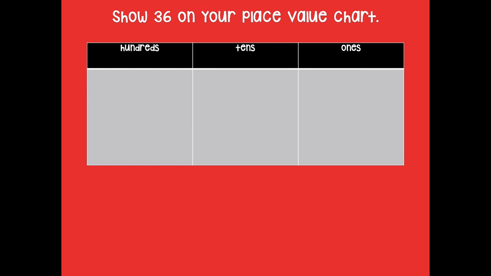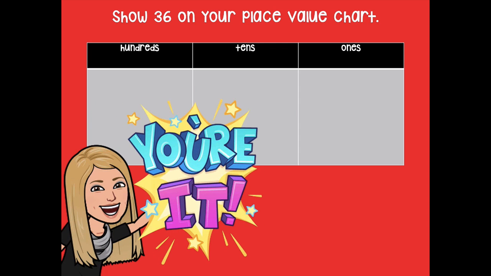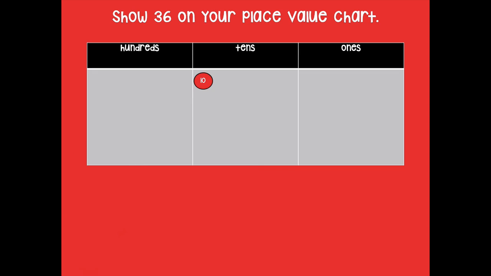All right, so we're going to show again 36 on our place value chart. So make sure that you have that real quick, and then we'll go on to the next step. All right, so here's 36. Now we're going to show 1 less. So show 1 less on your place value chart. All right, here's what mine looks like. Oh, bye-bye. 1 goes bye-bye.